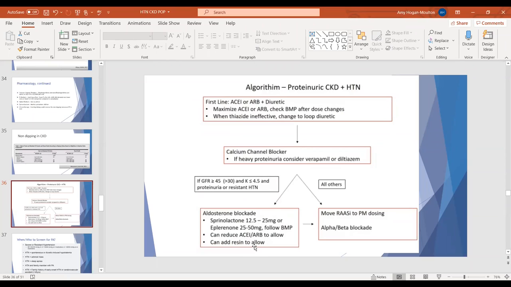Here's one where they wrote, consider adding a resin to follow. I didn't put it in this presentation, but there are resins out there that are very useful. Veltassa and Lokelma are the brand names. Veltassa is a calcium potassium ion exchanger at the level of the gut to excrete potassium, to help you be able to use the drugs of choice more freely that were causing hyperkalemia.